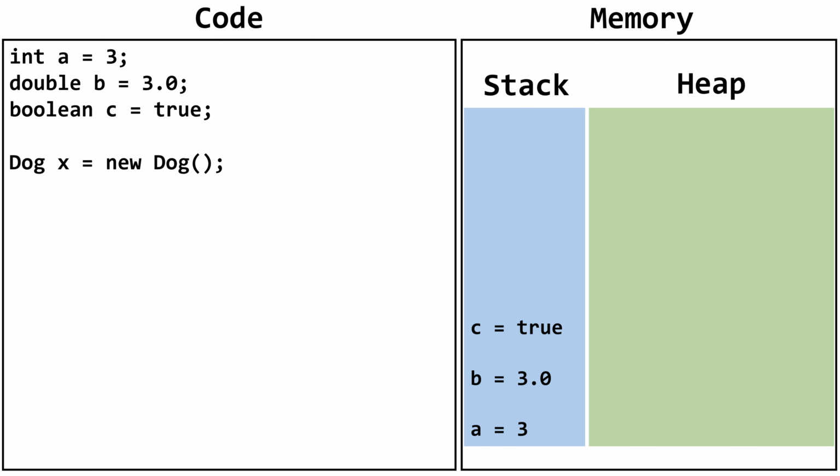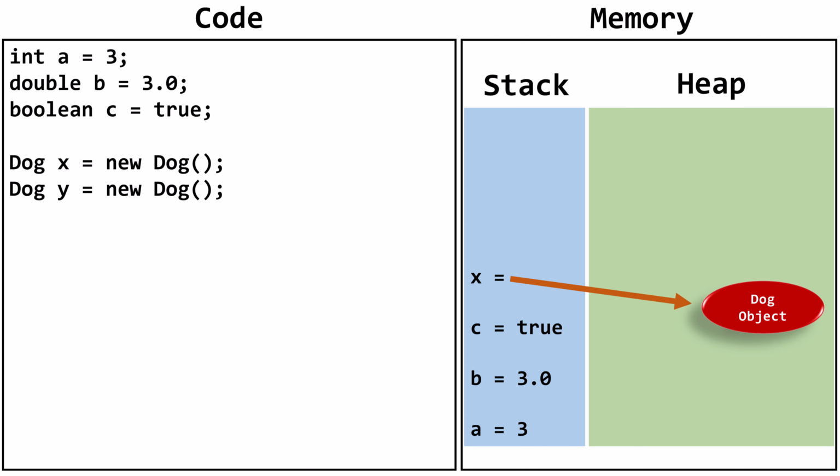Primitive type variables have a value stored on the stack. Object type variables also have a value on the stack, but for object types, the value is a pointer. The pointer points at a place in heap memory where the object is stored. Heap memory is larger than stack memory, so it can hold objects which are more complex than primitive types.